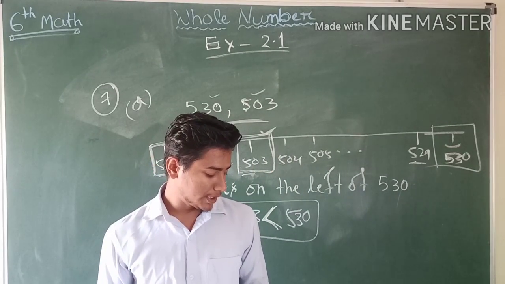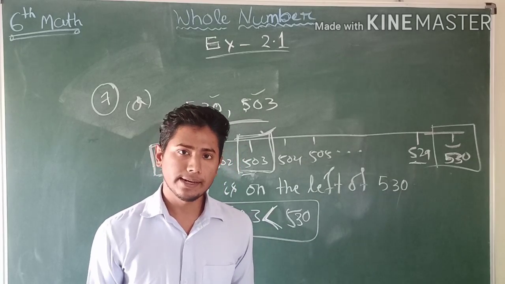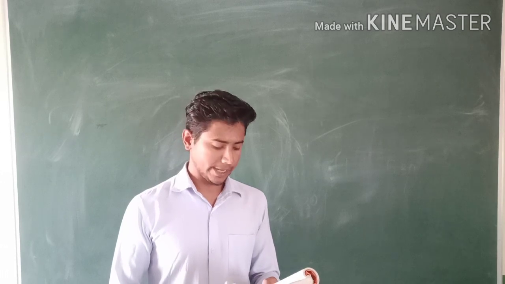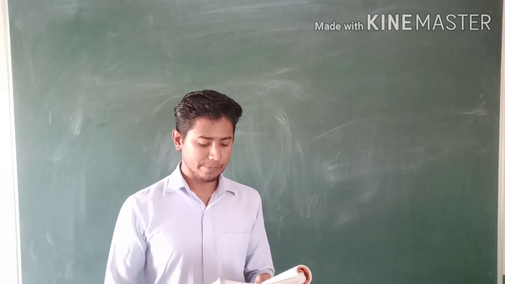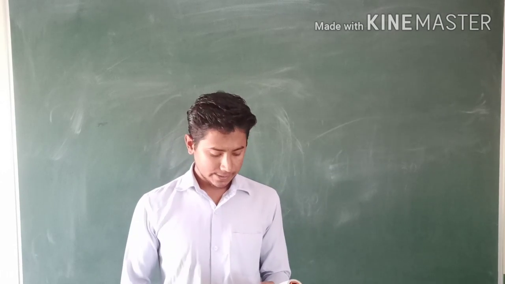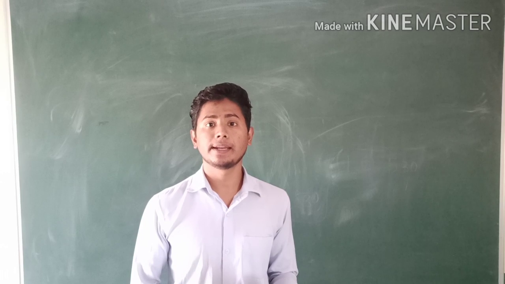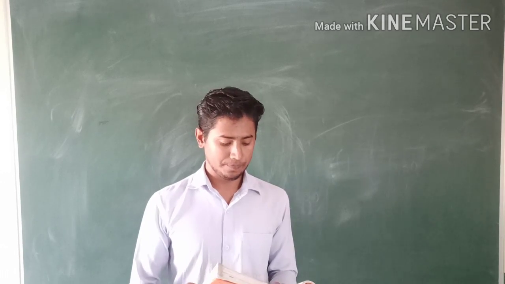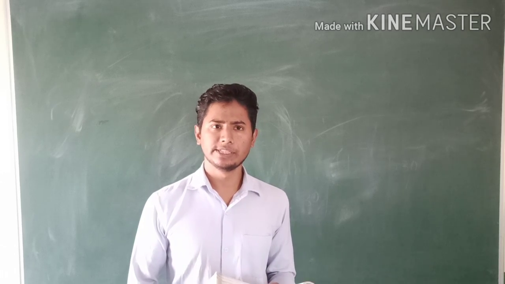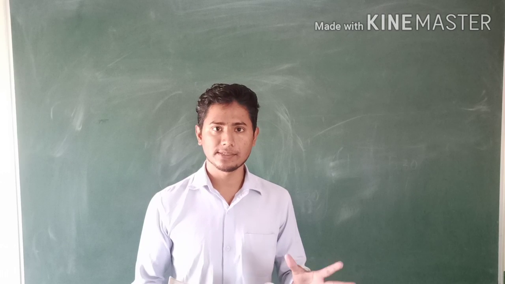So now move to question number 8. This is very basic things which you already read in first period of whole number. So question number 8. Which of the following statements are true and which are false? So this is very easy. So you read the sentence properly and think it, then you decide it is true or false. So start. 0 is the smallest natural number. 0 is the smallest natural number, but 0 is a whole number, so this is false.